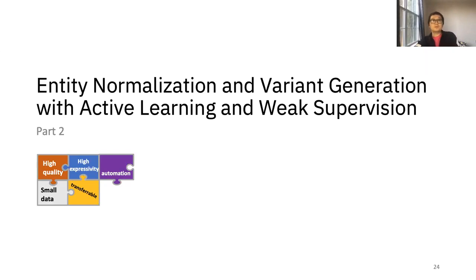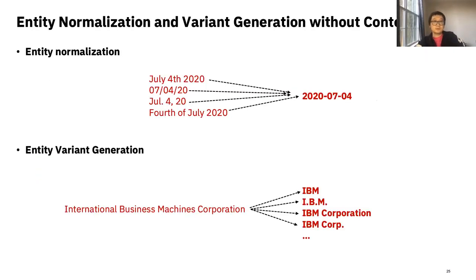Okay, so to briefly talk about normalization and value generation. I'm showing two examples, one for normalization and one for value generation. As you can see, normalization basically takes multiple different representations of the entities and tries to normalize them into a standardized form. And value generation is the other way around. You are trying to generate different representations of the same entity expressions, right? And usually entity normalization and value generation is done by entity linking.